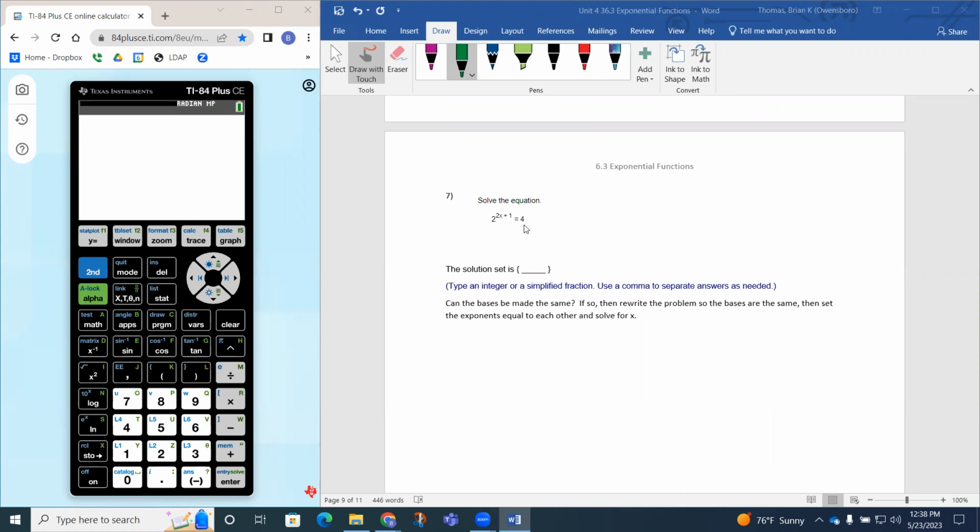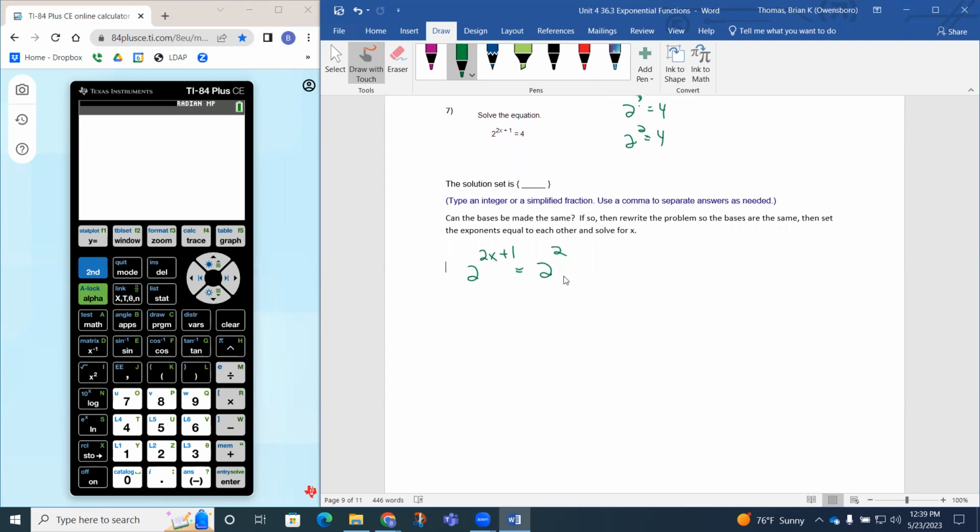So notice how this base is a 2. Can we change the 4? In other words, is 2 to some power going to give me 4? And I think, 2 squared is 4. 2 times 2 is 4. So I can rewrite this problem as 2 to the 2x plus 1 equals 2 to the power of 2, like that, because 4 is the same thing as 2 squared.